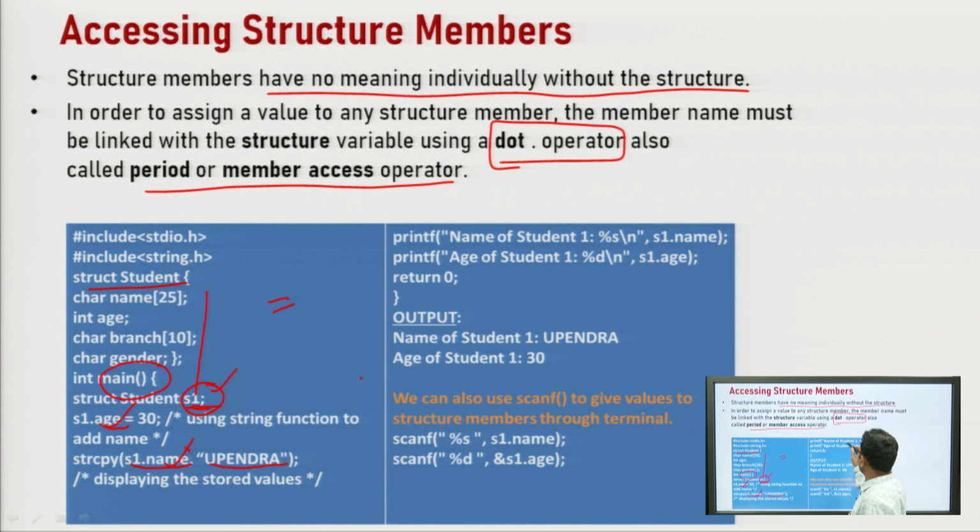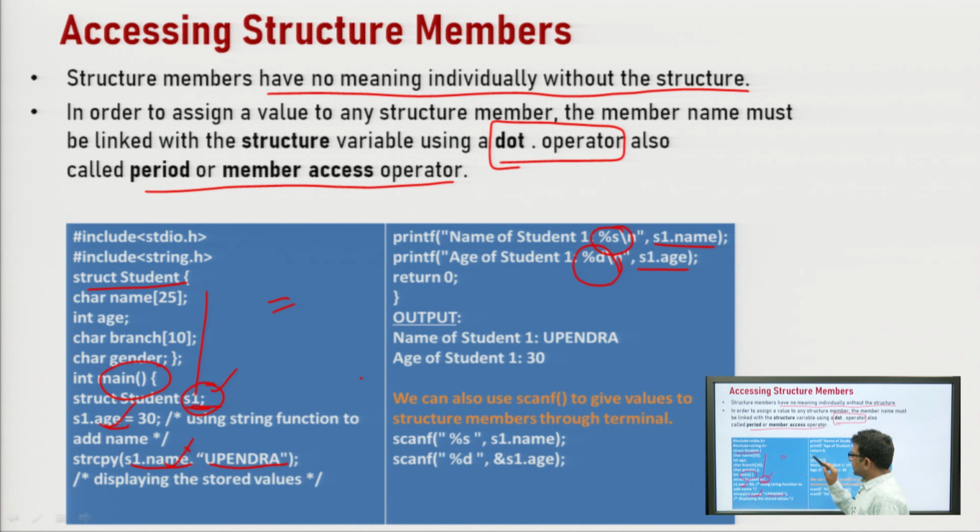First we print out the name of the student, that is s1 dot name, and then we print the age of the student, that is s1 dot age, by using the printf function. For printing the name, we have used the format specifier percent s. For printing the age, since it is integer type, we have used percent d. Just see here in the output, the name of the student is Upendra and the age of student 1 is 30. So, these are printed over here.